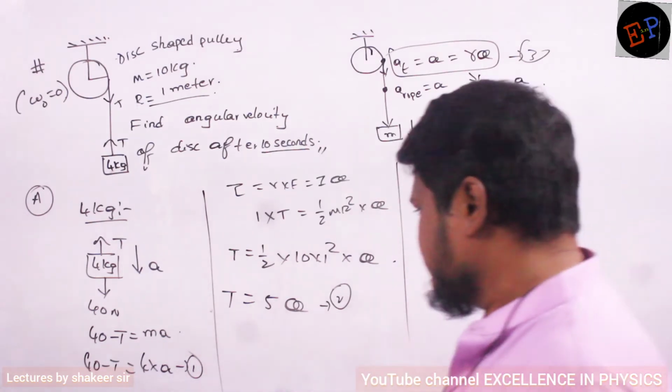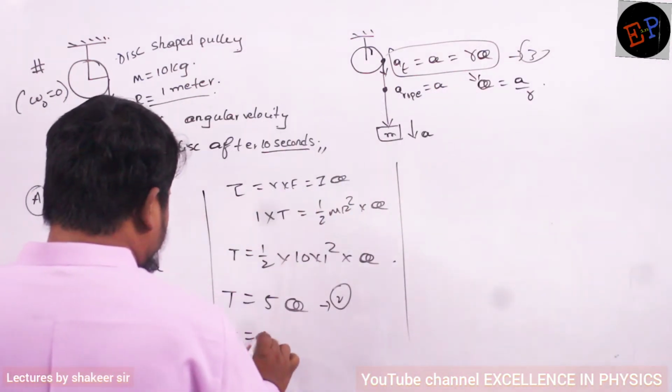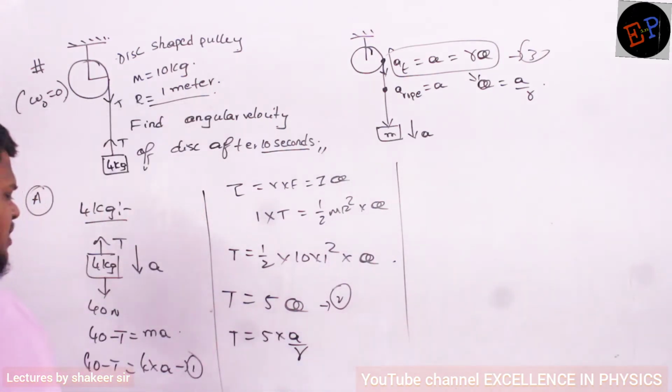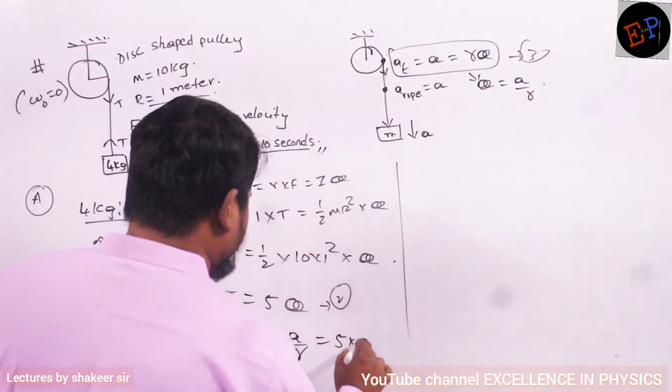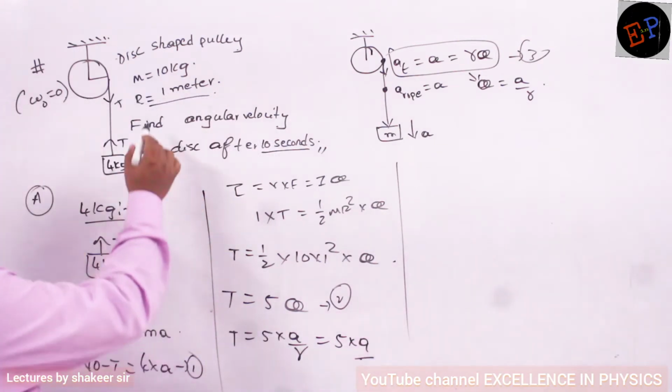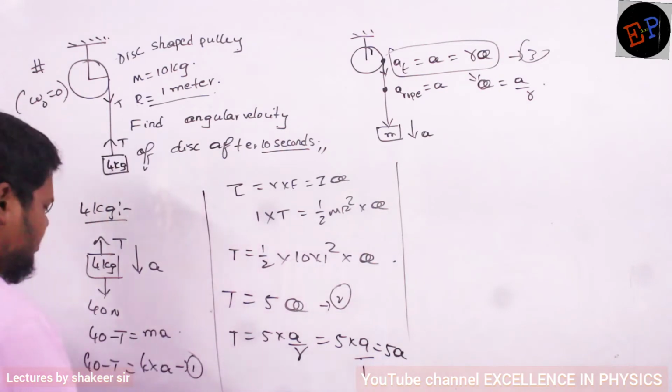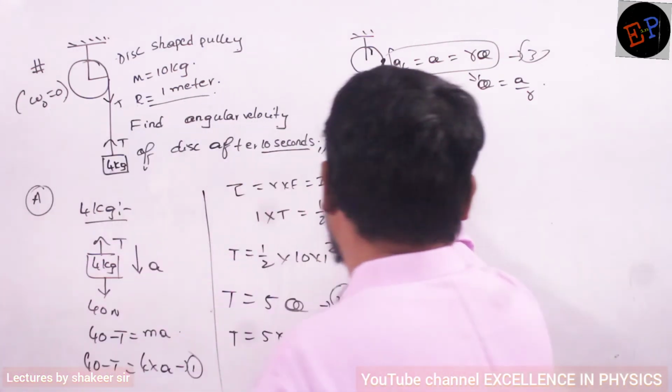So substitute here. Therefore, tension is equal to 5 into A by R. So 5 into A divided by radius, which is 1 meter, so 5 into A. Are you able to understand? Now solve these two equations.